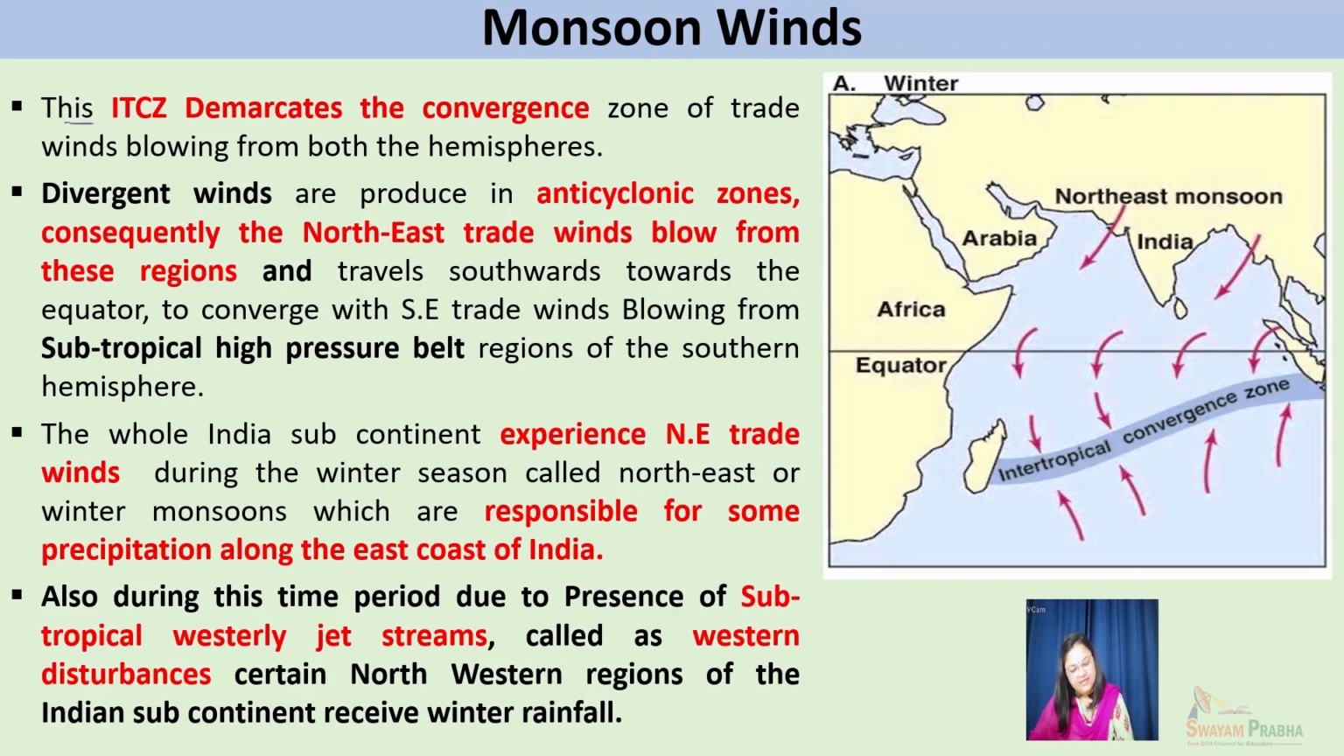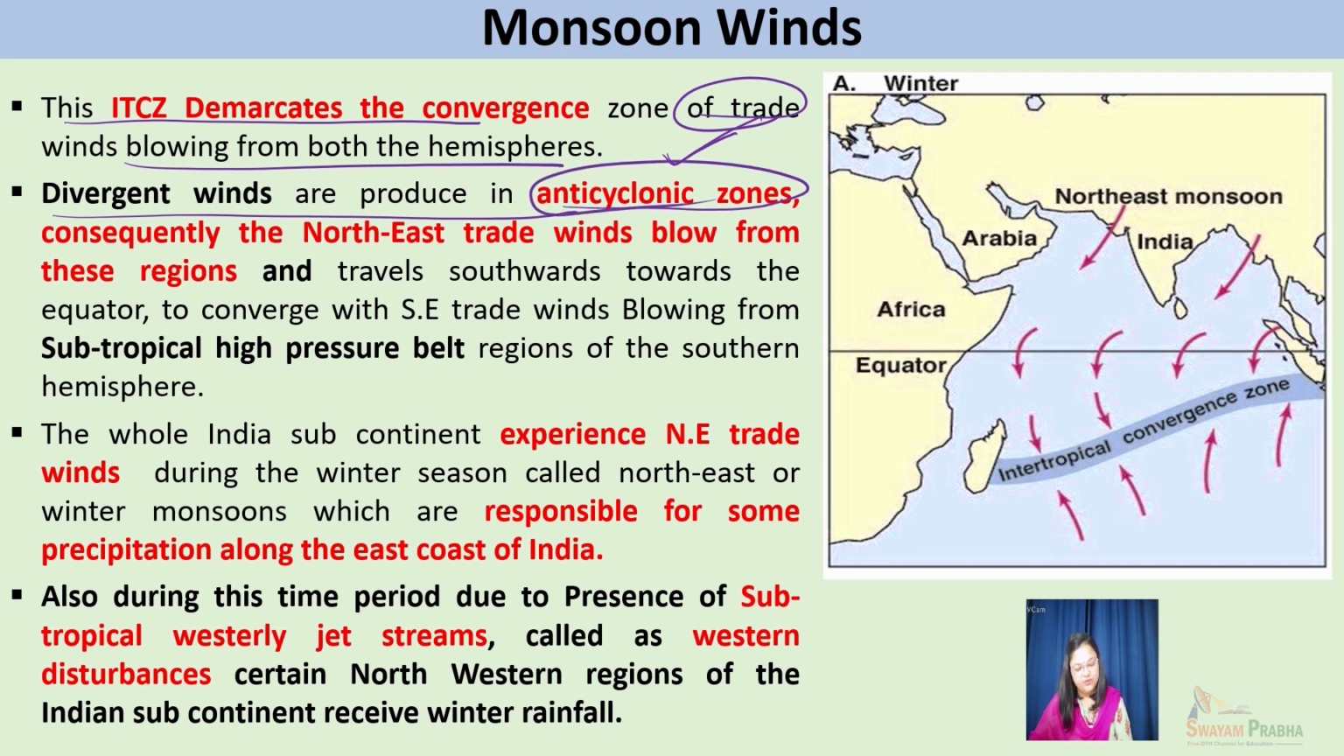So as this ITCZ demarcates a convergence zone of trade winds blowing from both the hemispheres, divergent winds are produced in anticyclonic zones. Consequently, the northeast trade winds blow from these regions and travel southward towards the equator to converge with the southeast trade winds blowing from subtropical high pressure belt regions of the southern hemisphere.